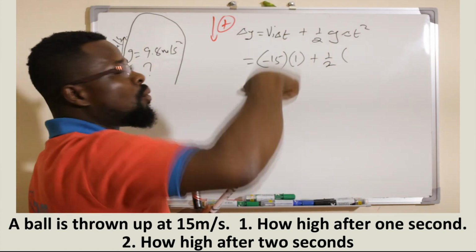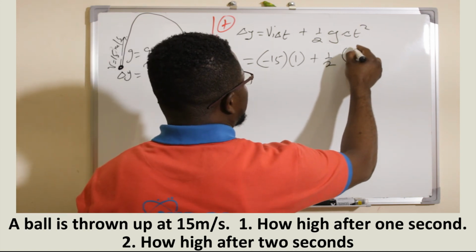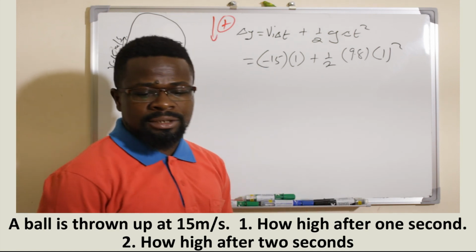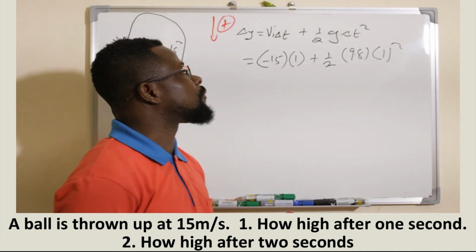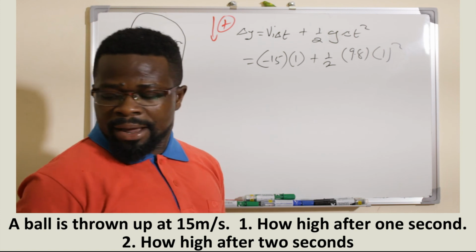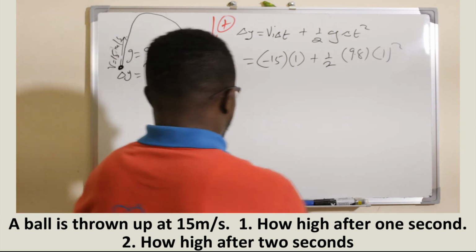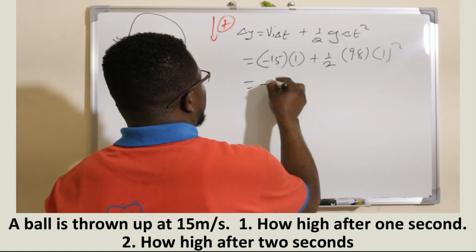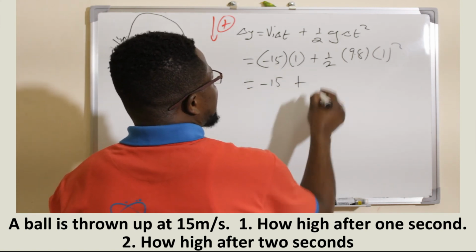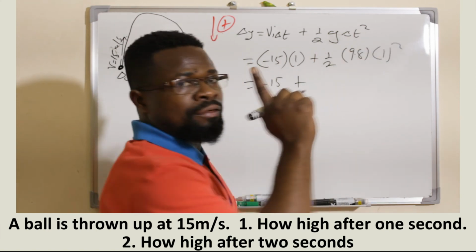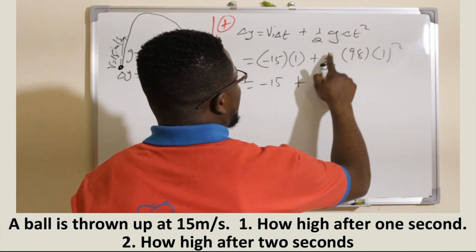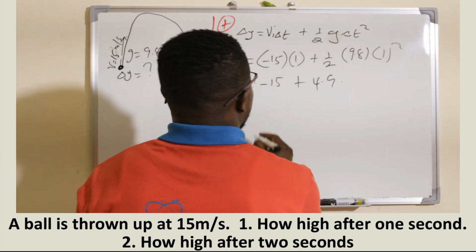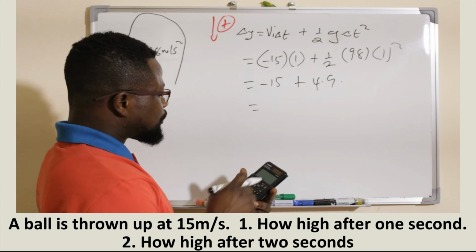G is going downward, so G is going to be positive, and that is 9.8, and I'm multiplying it by 1 squared. Then let's do the substitution straight away and solve from here. I need my calculator to do that. If I multiply this, I'm getting negative 15, plus, if you square 1, that is going to be 1, and if you multiply 0.5 by 9.8, we're going to get 4.9.